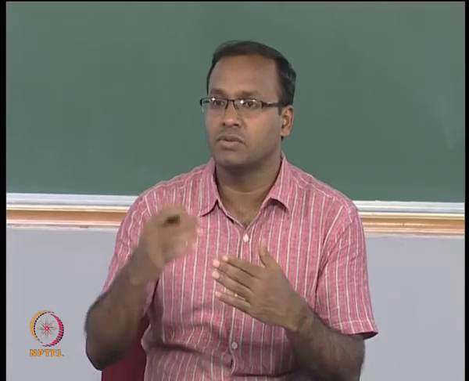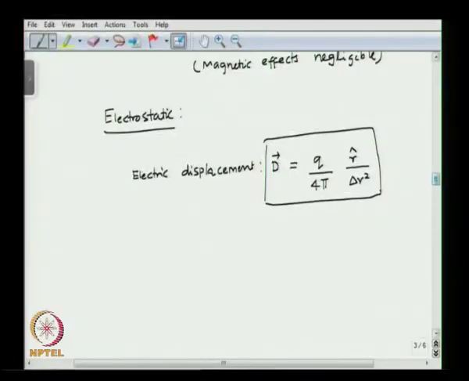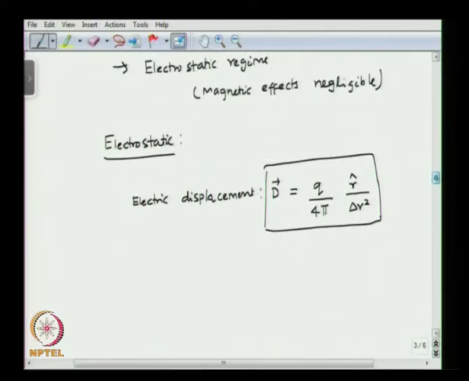So, what electric displacement represents is, if you have a point charge in a space, what its effect is going to be on the surrounding, and its effect in terms of electric displacement is going to look like q over 4 pi into r cap over delta r square, where delta r is the distance between the origin of the charge to a particular point where we want to see its effect. And this electric displacement is going to be radially outward. So, this is the charge and this is the distance in radial direction.